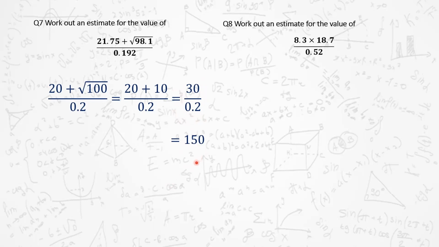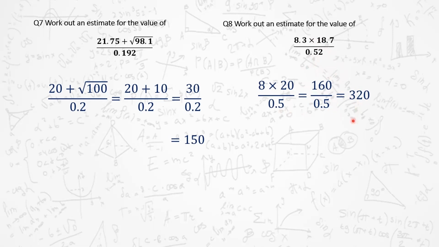Question 8. Work out an estimate for the value of 8.3 times 18.7 over 0.52. Again, this is straightforward. 8.3 rounds down to 8, 18.7 rounds up to 20, 0.52 rounds down to 0.5. So I have 160 over half. Again, all you need to do is double the number on the top. So I have 320 as my final answer.